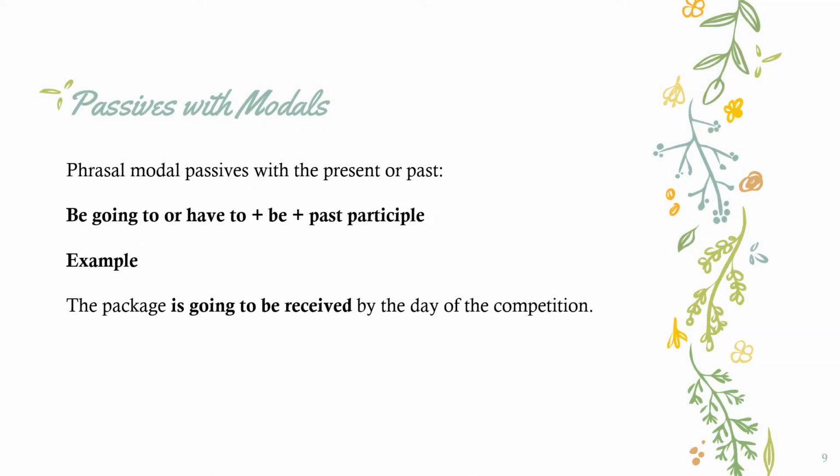Moving forward, to form phrasal modal passives with the present or past, we use be going to or have to plus be plus the past participle. An example, the package is going to be received by the day of the competition. Here we used going to plus be plus the past participle form received to form the passive.